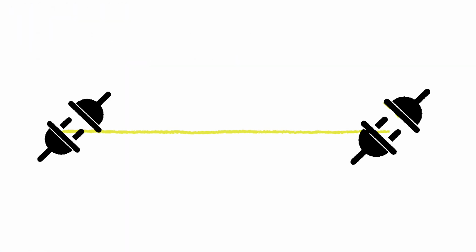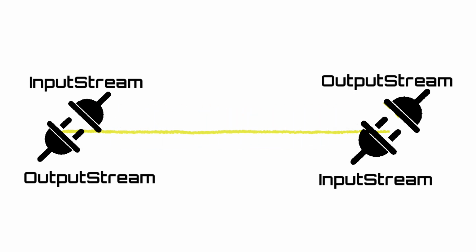Now let's transfer some data through sockets. To perform data transfer, you have to use input streams and output streams. Byte data written in socket A's output stream is readable from socket B's input stream, just as byte data written in socket B's output stream is readable from socket A's input stream.